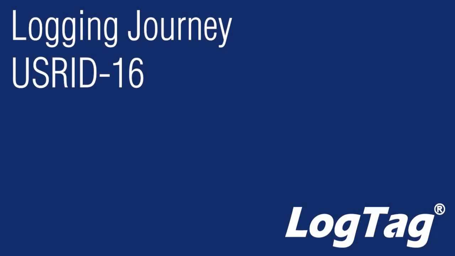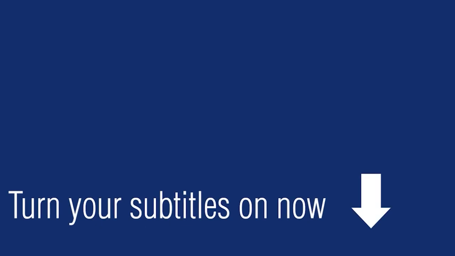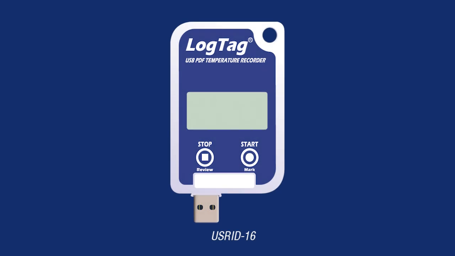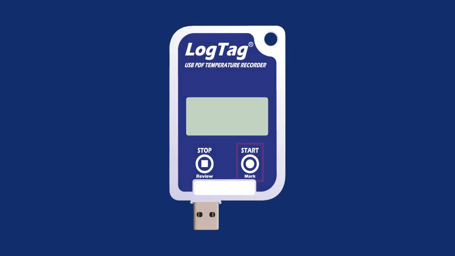When using one of LogTag's USRID 16 loggers, users are able to gain information about their logging status by viewing the LCD display on the logger. During logging, the display will provide the user with information such as the current temperature and any alarm excursions. The Start Mark button is used to start the logger or place an inspection mark within the data. The Stop Review button is used to stop the logger or review the recorded data during the trip.